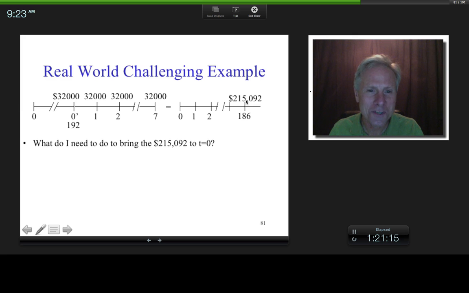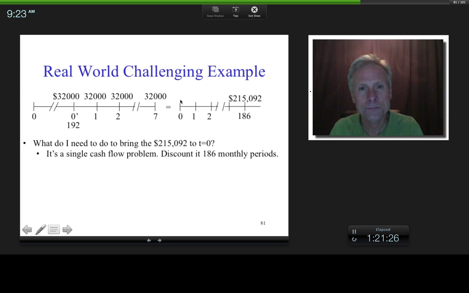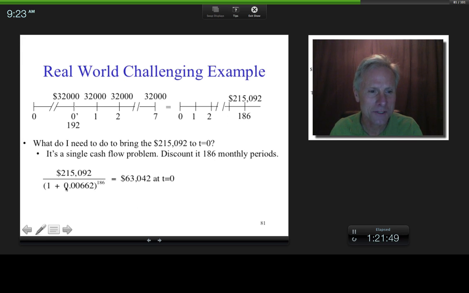Now, I want this in today's value, right? I want to take all of these, crush them into one single number at one single time period, and I want that time period to be time 0. Well, is that a single cash flow problem? Yeah. I'm going to bring it back. How many periods? 186 monthly periods. Would I multiply it by something or divide it by something? Divide it by something, right? Would I be using an effective monthly rate? I would, right? Because I'm bringing it back 186 monthly periods. So if you do that, here's the effective monthly rate. I'm bringing it back 186 monthly periods, and so I get about 63,000 at time 0.